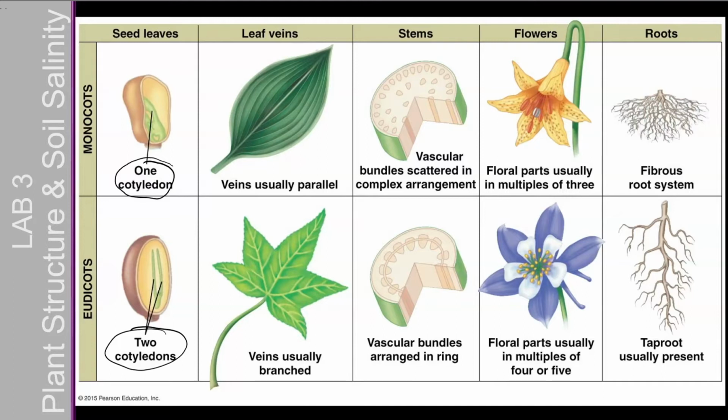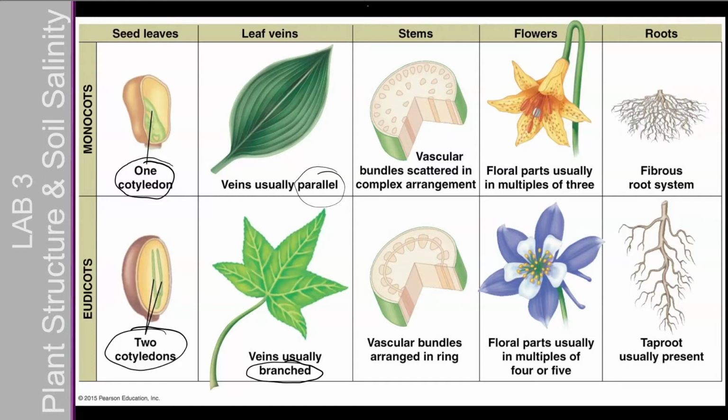Okay? Another way, because you can't always be there when they push through the soil, is leaf veins. If you look at the leaves themselves, you'll see that monocots have parallel leaf veins, and eudicots usually have branched veins. We'll see a couple examples of those today.